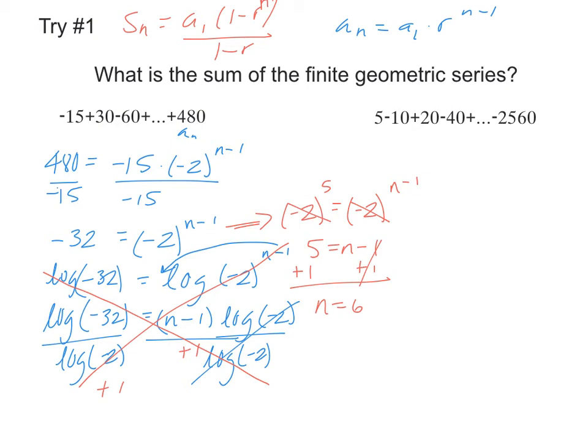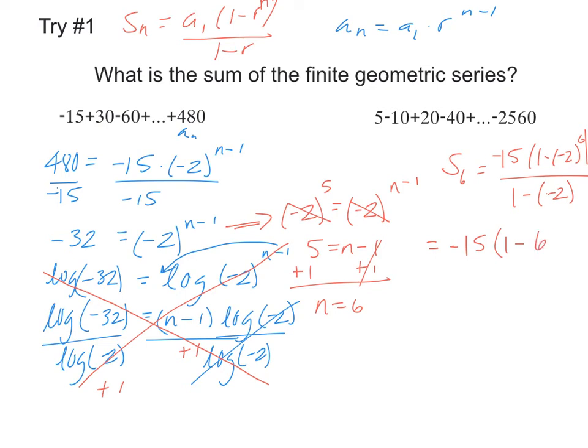Alright, so again, if we have n equal to 6, now just apply it into the formula. So that's s sub 6 equal to a sub 1, which is negative 15, times 1 minus our rate, negative 2 to the 6th power, over 1 minus, and the rate again is negative 2. So that's going to leave us with negative 15 times 1 minus, let's see, negative 2 to the 6th power.